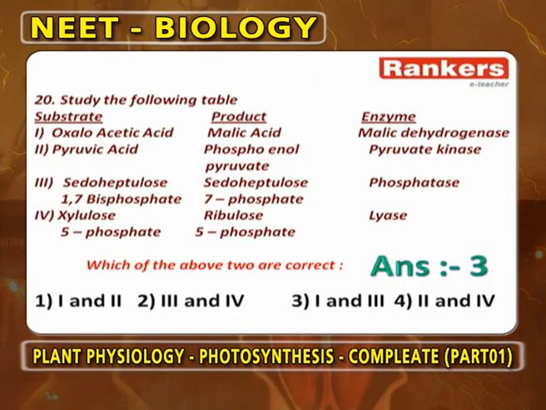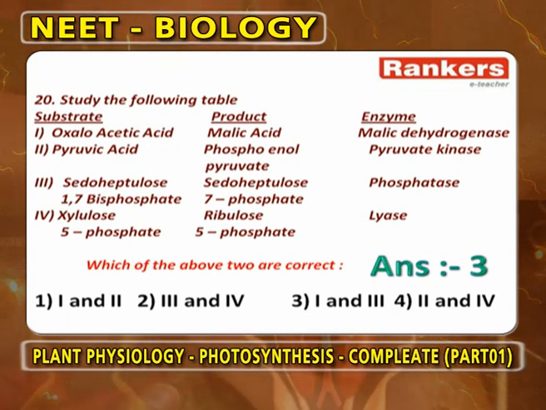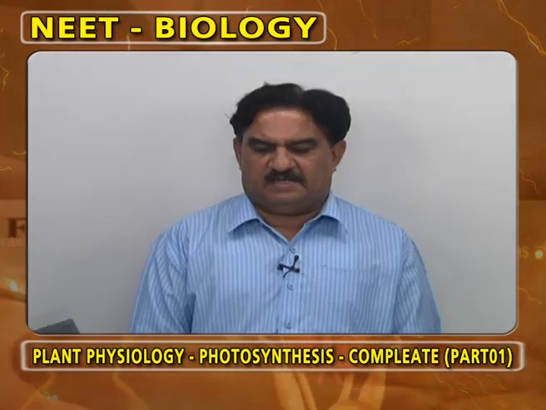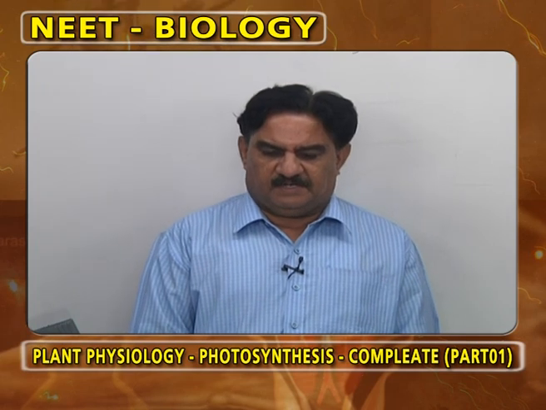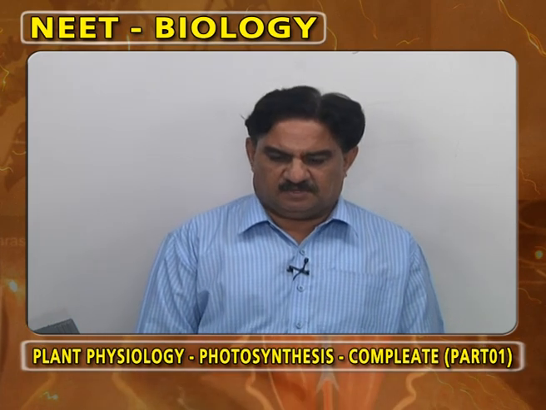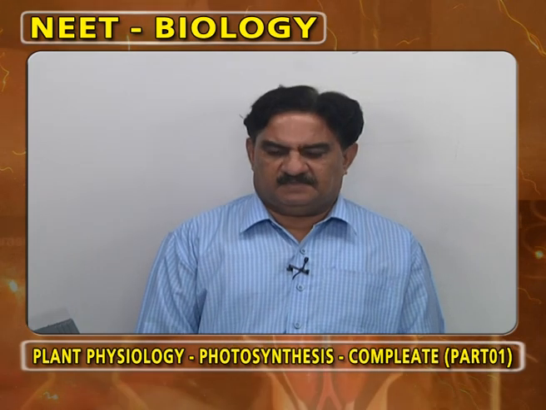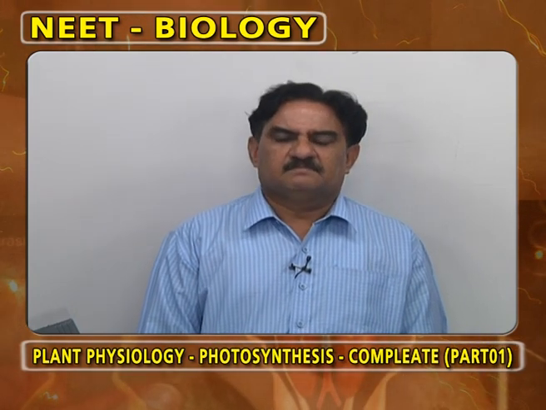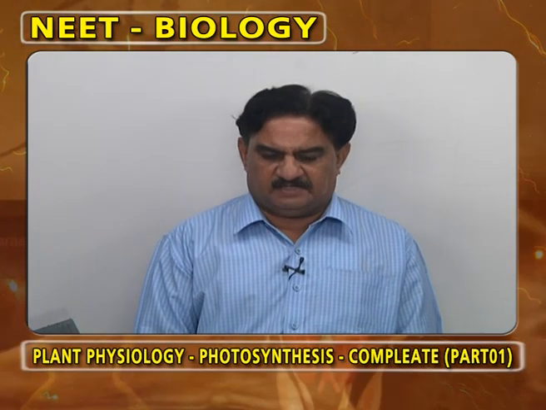Now, this is a 3-column matching form. We have to identify the correct ones. Oxaloacetic acid converts into malic acid in the presence of malic dehydrogenase is correct. Pyruvic acid converts into phosphoenol pyruvic acid in the presence of pyruvate kinase is wrong. It is pyruvate dikinase. So wrong. Pseudoheptose 1,7 biphosphate converts into pseudoheptose 7 phosphate in the presence of phosphatase is correct because phosphatase removes the phosphate from pseudoheptose. It is a hydrolytic enzyme.